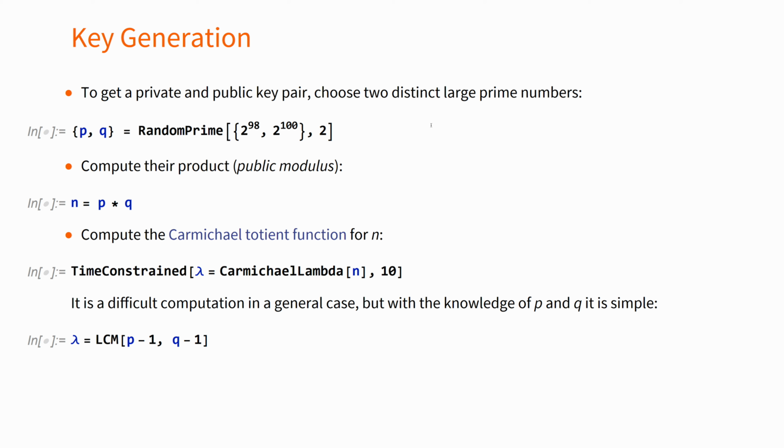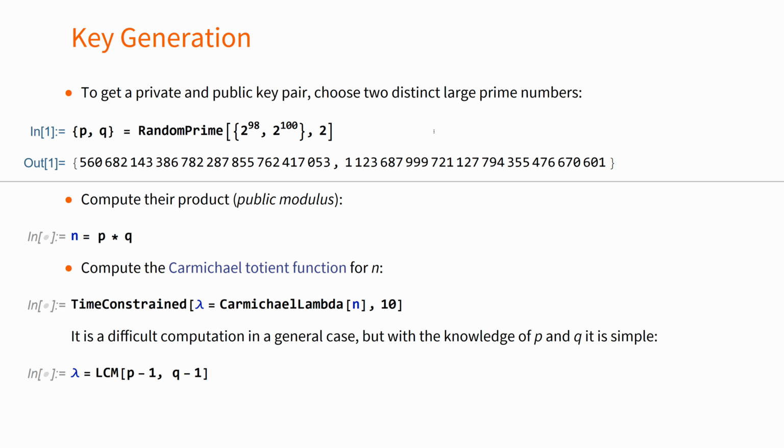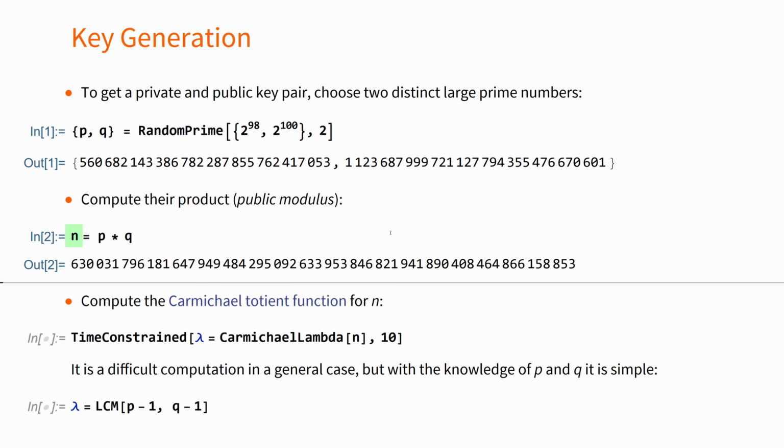Let's see how keys are generated for use with RSA. In this example, you will have 100-bit long keys for simplicity, but in practice they are often 2048 or 4096 bits long. To get a private and public key pair, first you need to choose two distinct large prime numbers, p and q, and then compute their product n. The result n is roughly twice as long as the initial factors. The number n is referred to as the public modulus.